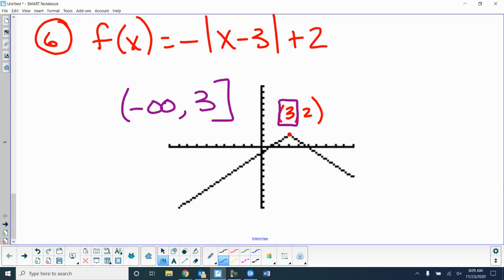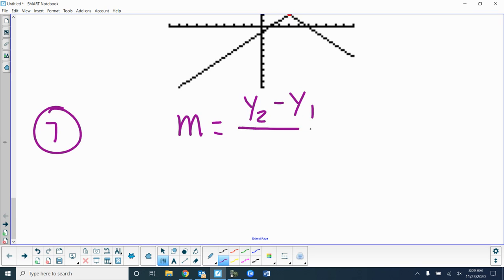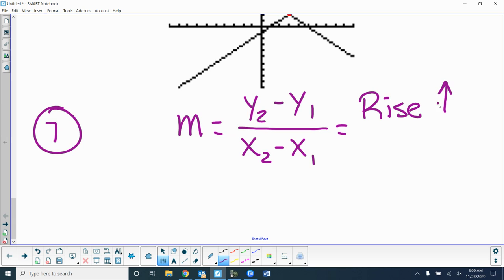That's number 6. 7 and 8, you're finding slope. All right? So remember, here's your slope function: y2 minus y1 over x2 minus x1. Remember, rise over run. You guys usually remember that. Rise is up and down. That's why it's the y's in the top. Run is right and left. That's why the x's are in the bottom.